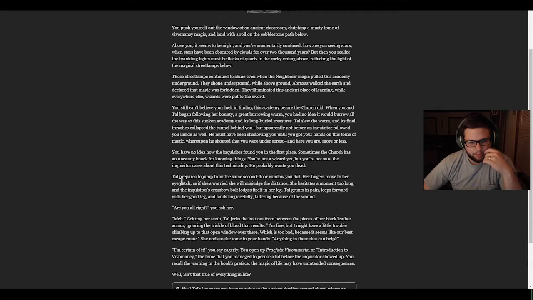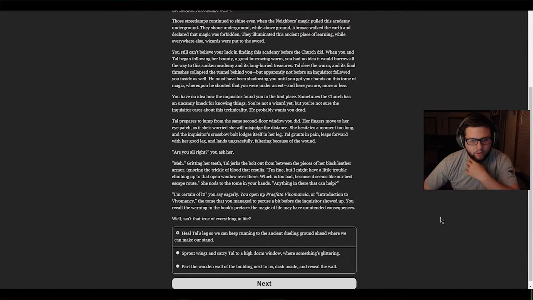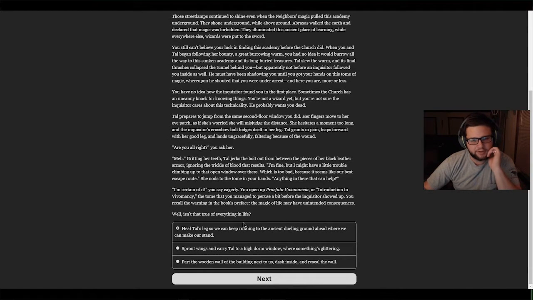You open up the Profeta Vivimancia, or Introduction to Vivimancy, the tome that you managed to peruse a bit before the Inquisitor showed up. You recall the warning in the book's preface. The magic of life may have unintended consequences. Well, isn't that true of everything in life? Heal Tal's leg so we can keep running to the ancient dueling ground ahead where we can make our stand. Sprout wings and carry Tal to a high dorm window where something's glittering. Part the wooden wall of the building next to us, dash inside, and reseal the wall.